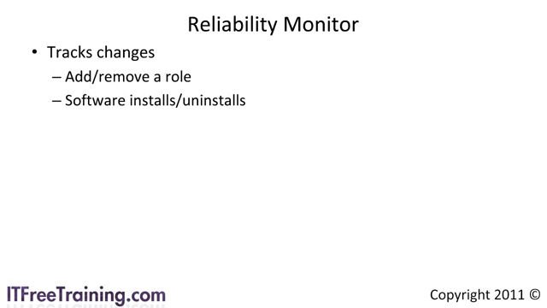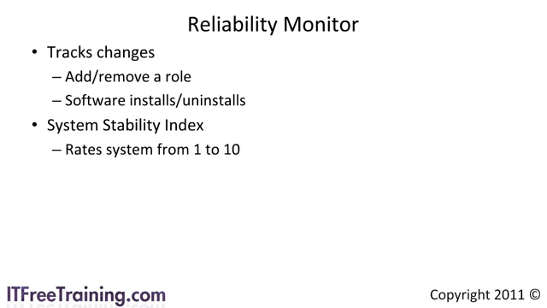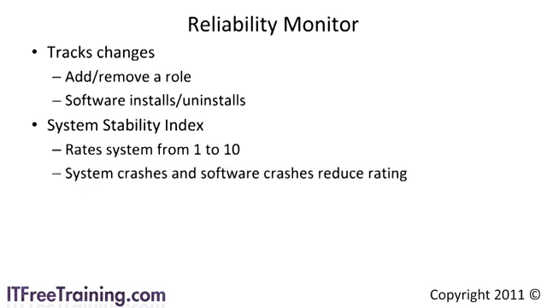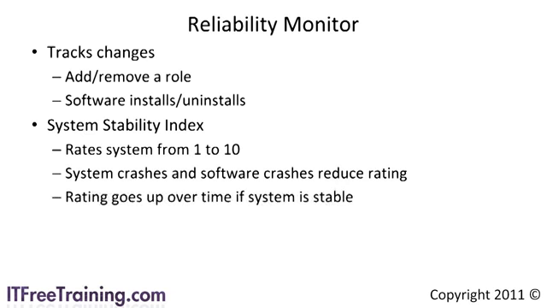To help determine how reliable a computer is, the Reliability Monitor introduces the System Stability Index. This is an index that rates a system from 1 to 10. If a system crashes, the rating goes down. This includes blue screen errors, software crashes, and software hanging. If the system is performing well, the System Stability Index goes up until it reaches the highest rating of 10.